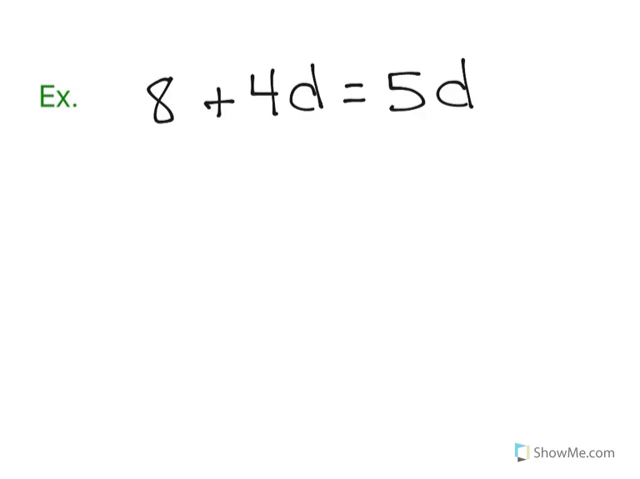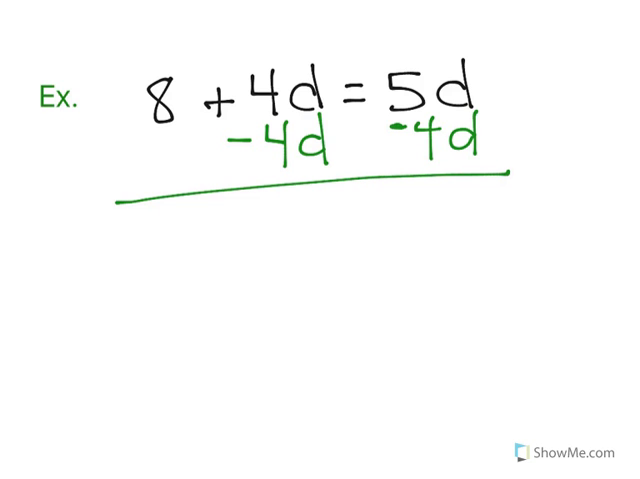The first example says to solve 8 plus 4d equals 5d. Notice that we have variables on each side of the equation. So I'm going to tackle the variables first. I want to combine them first. I'm going to subtract 4d from both sides of the equation. I'm going to subtract the smaller one so I don't have any negative value.